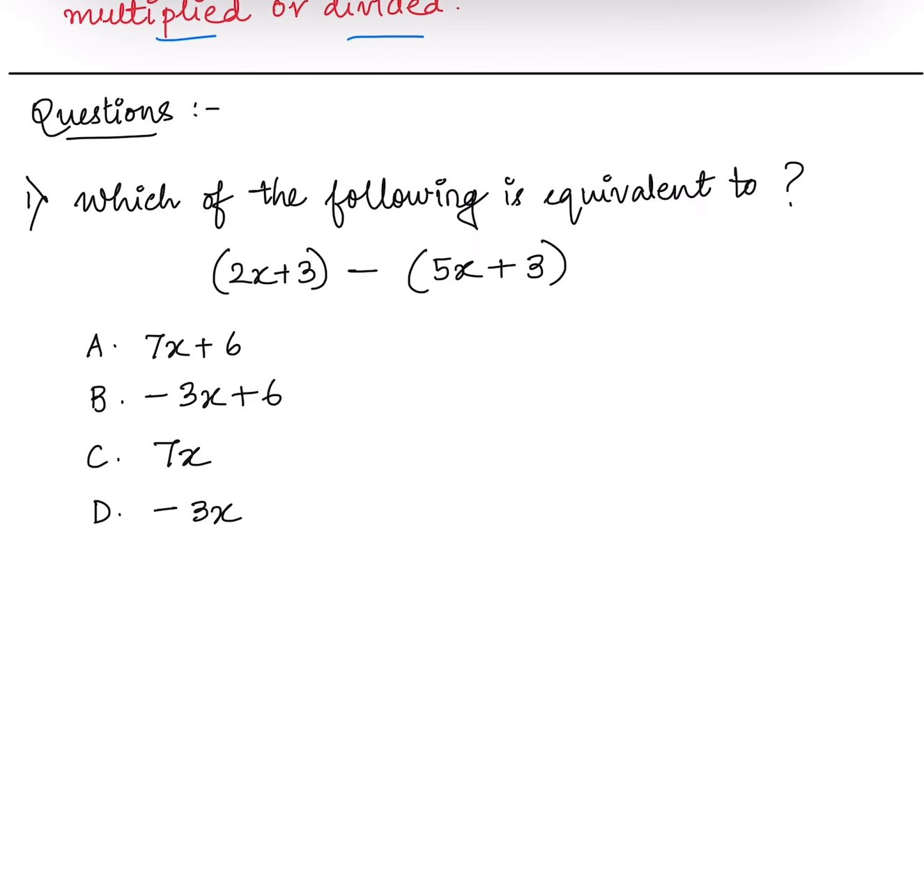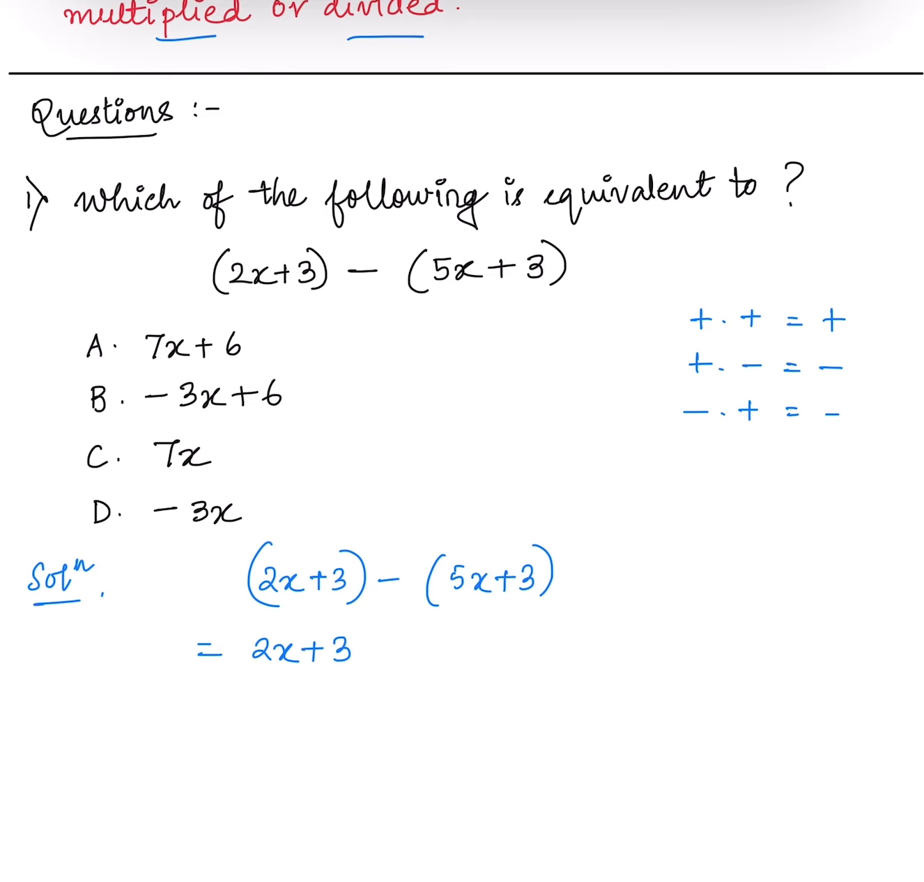Let's solve some questions. Which of the following is equivalent to this? It is 2x plus 3 minus 5x plus 3. Now we know plus into plus is plus, plus into minus is minus, minus into plus is minus, and minus into minus is plus. So minus into plus is minus 5x. This is also minus 3.